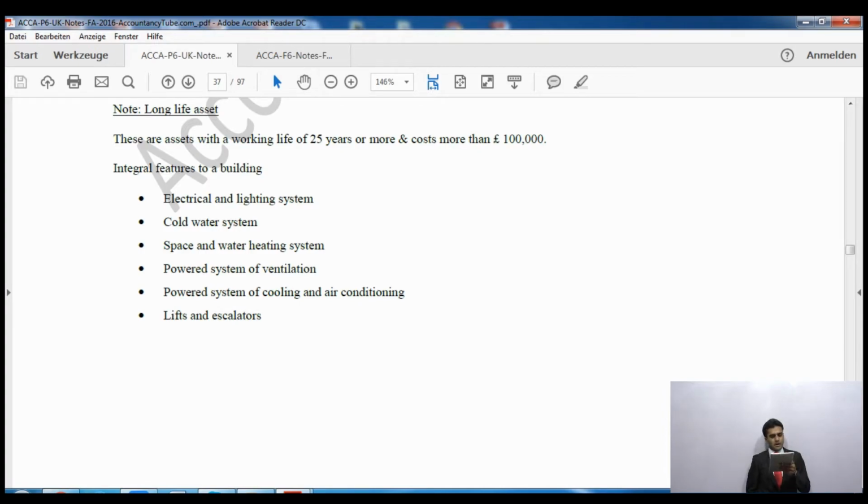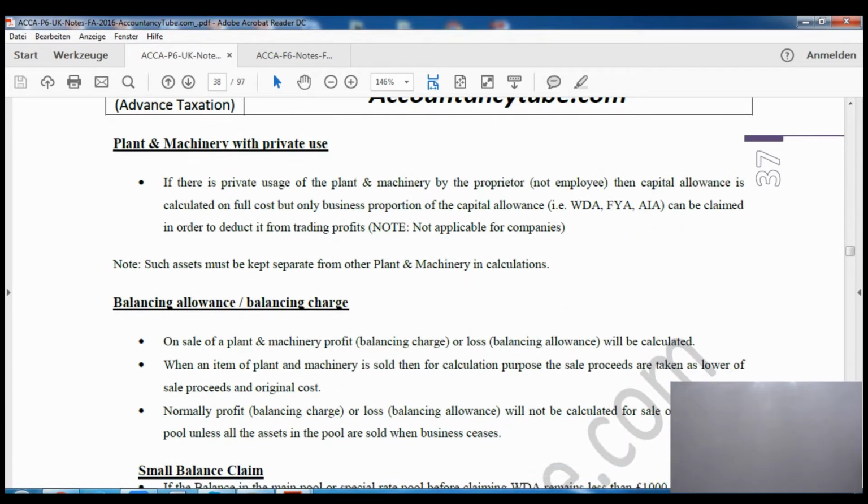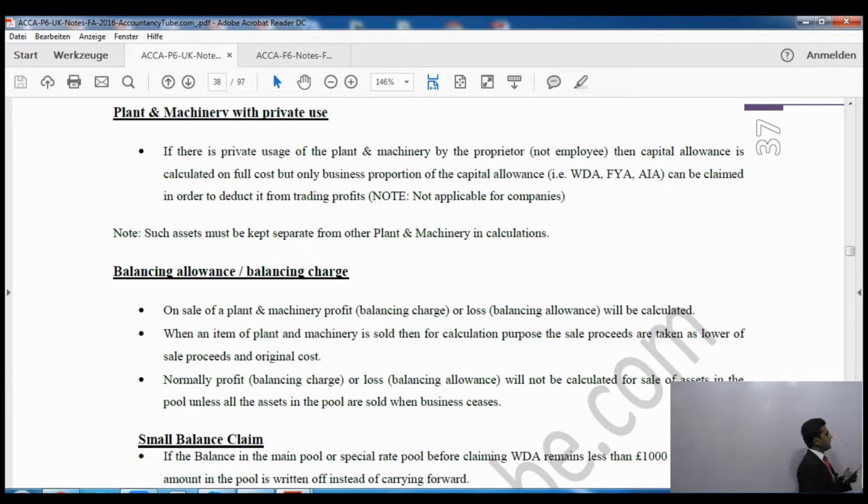Long life assets are assets with a life of over 25 years and which cost more than £100,000. Integral features to the building are given just beneath that, so you'll have to read it yourself. Then it says plant and machinery with private use. Whenever you see something with private use, you will have to make a separate column for it. And private use always means private use by the proprietor, right?